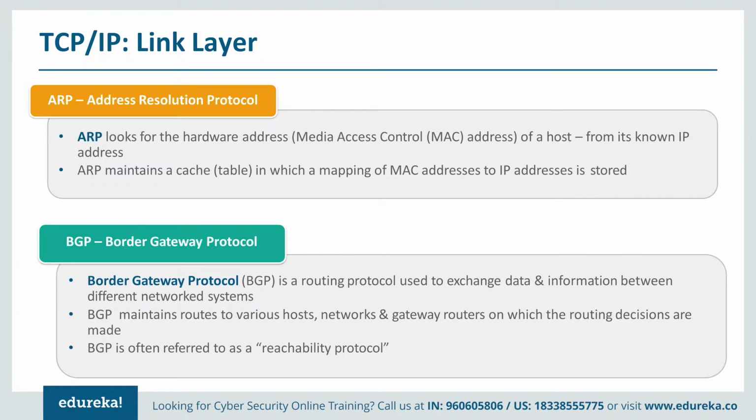For ARP, we use the address resolution protocol. It's one of the protocols used to identify network devices and get them registered on the network. BGP is the border gateway protocol. It's simply a routing protocol between networks. It's BGP, and it's highly used.